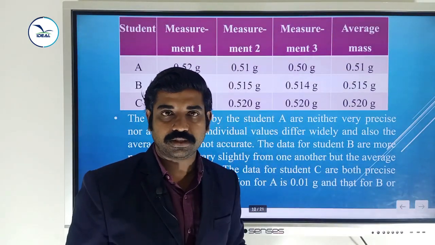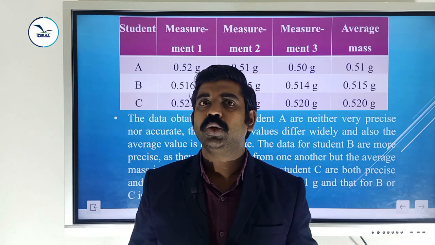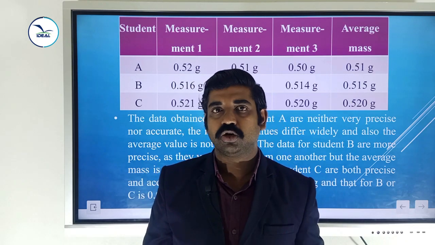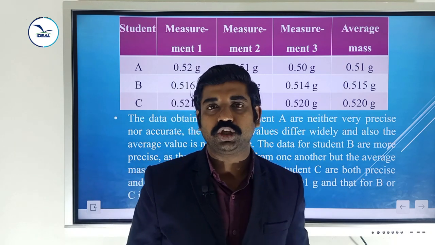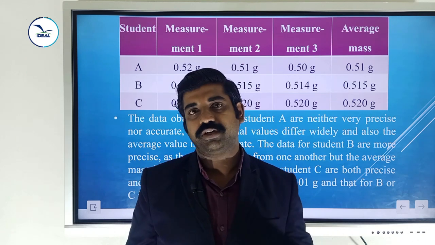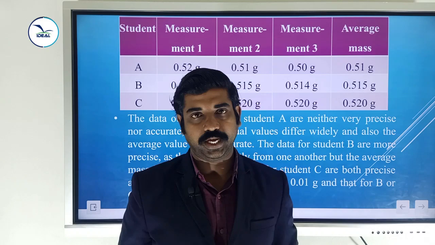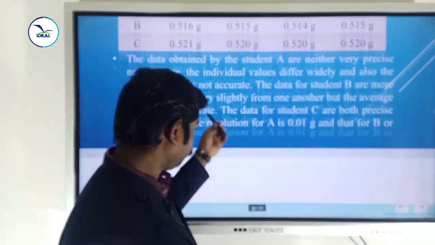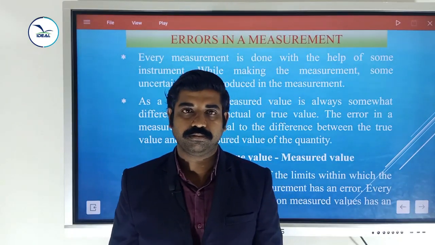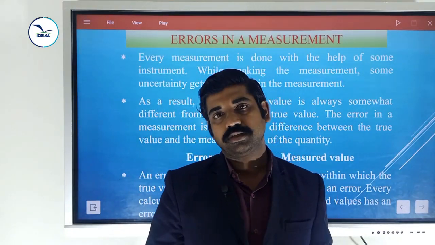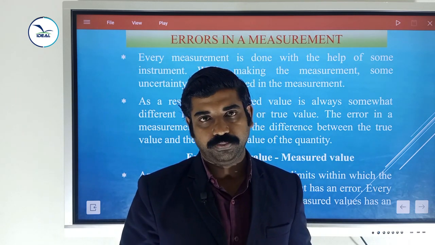So this is the accuracy and precision. Accuracy means how close a measured value is to a true value. That shows the accuracy. And precision means at what resolution or limit we are taking a measurement. That shows the precision. Okay, clear? Then next one, error.